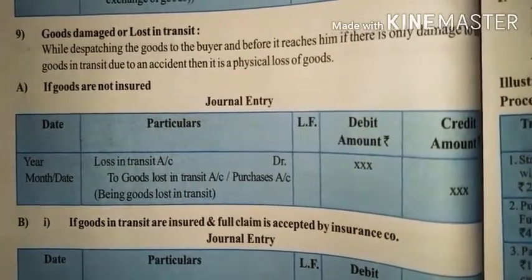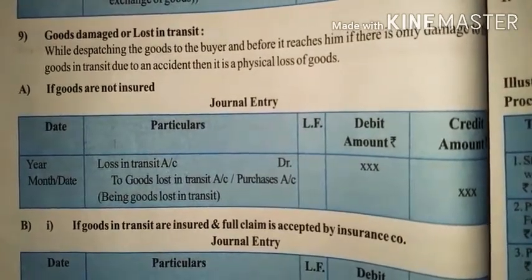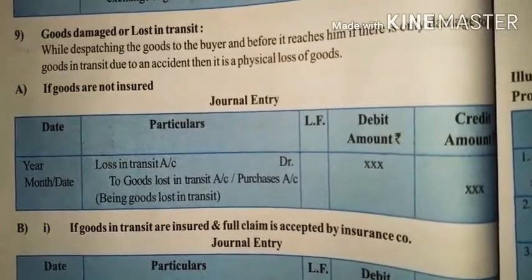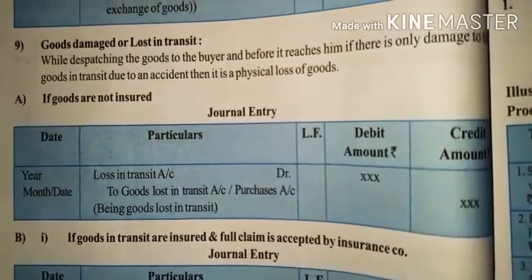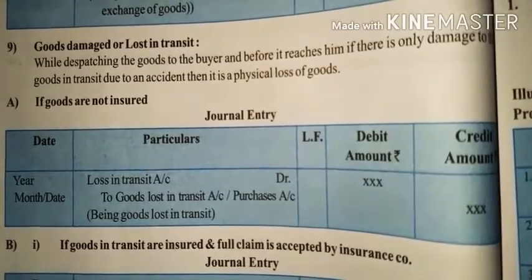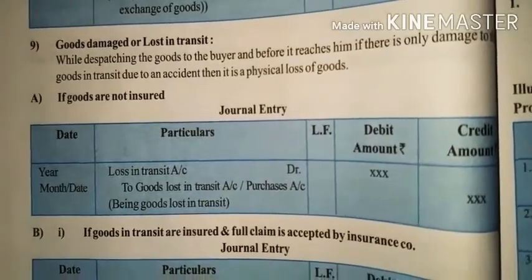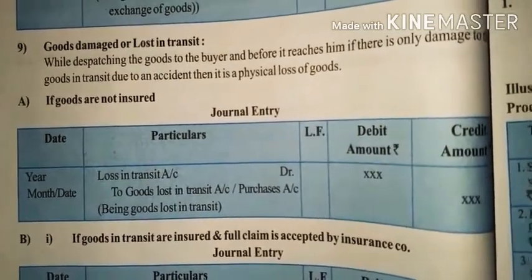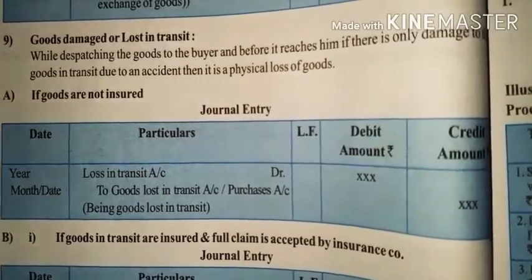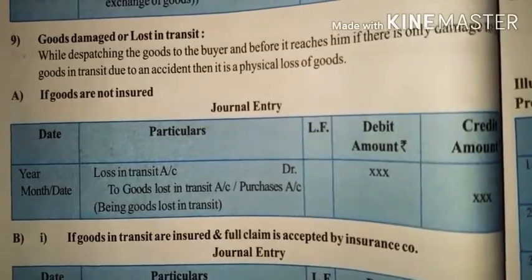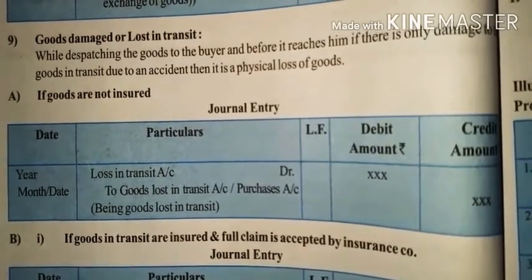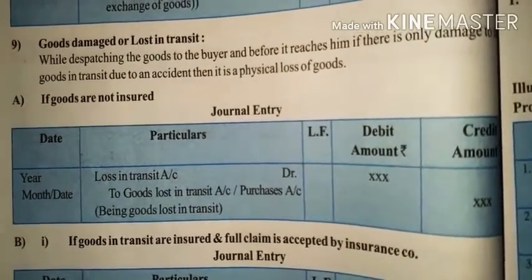If goods are being dispatched to the buyer from a very distant place, and in the middle of the journey, while he is traveling to the buyer's place with the goods, any event happens with the seller or with the transporter, that is called goods damaged or lost in transit. Okay, this is how the explanation is given.